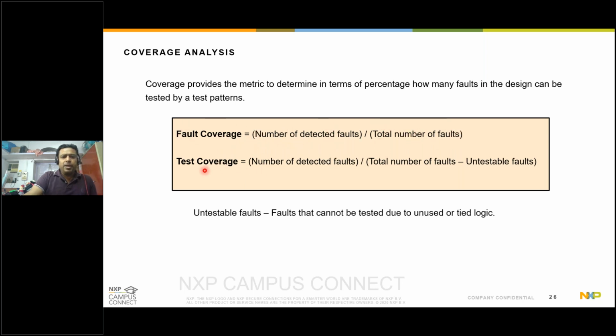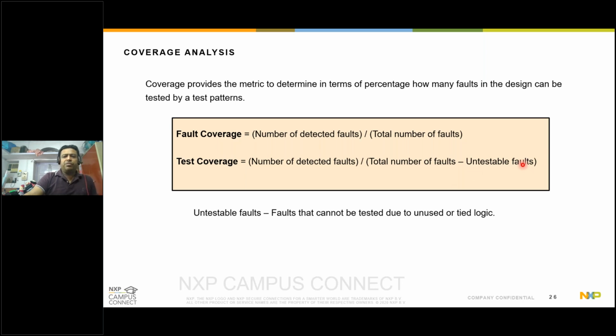Okay. Another coverage number is the test coverage number, and what it gives is the number of detected faults divided by the total number of faults minus untestable faults. So basically, in test coverage, what we are doing is we are just subtracting the untestable faults from the total number of faults. Okay.